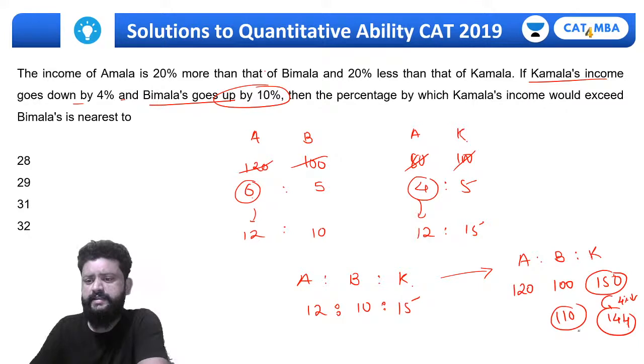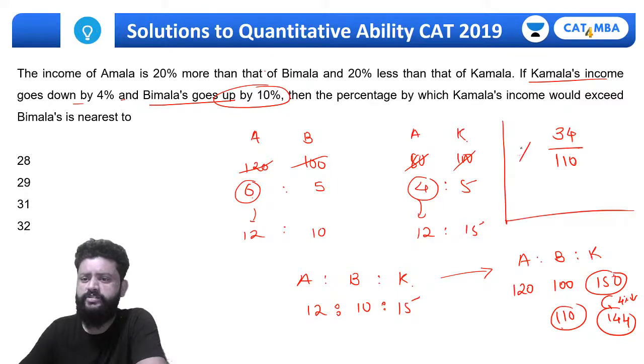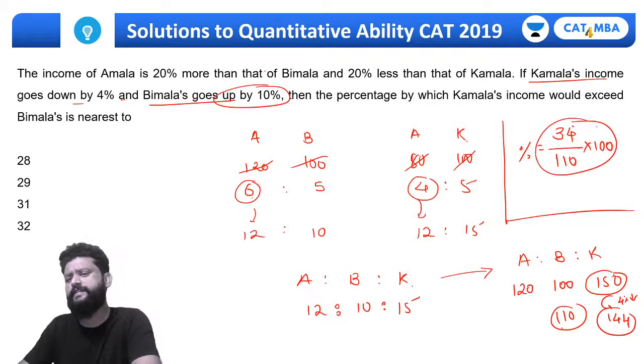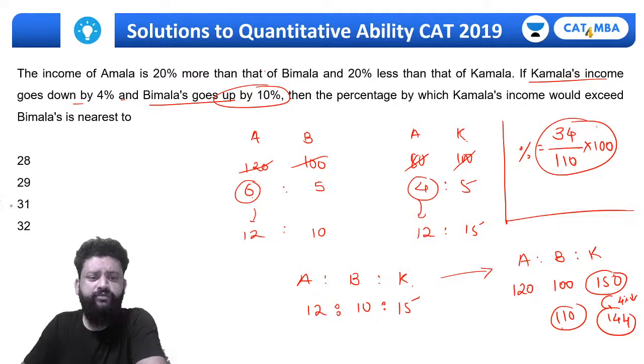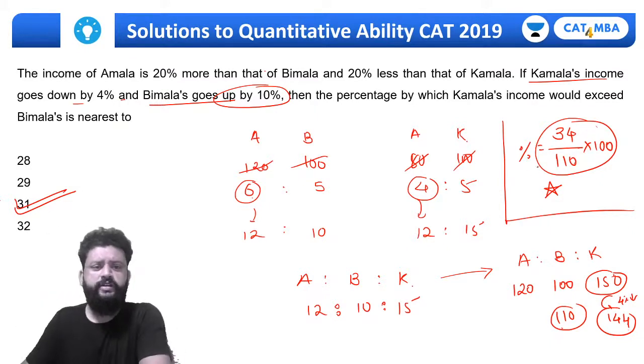Now still this income will exceed B's. How much is it exceeding? It will exceed by 34, so 34 divided by 110, compared to 110. The required percentage is 34 upon 110 times 100. So if this were 33, it would be 3/10, that is 30%. It will be slightly more than that, it will be 31. You can calculate, that's easy to calculate. You can use the table of 11.